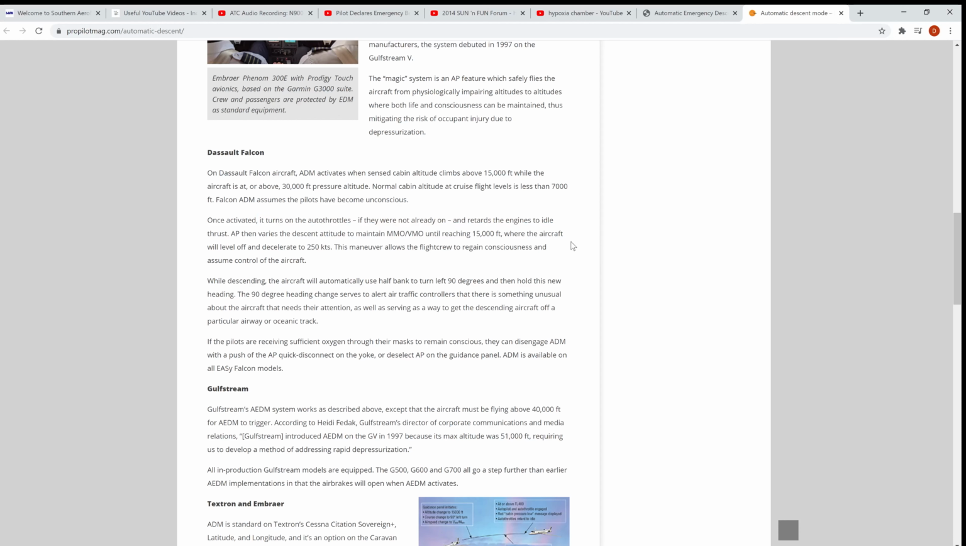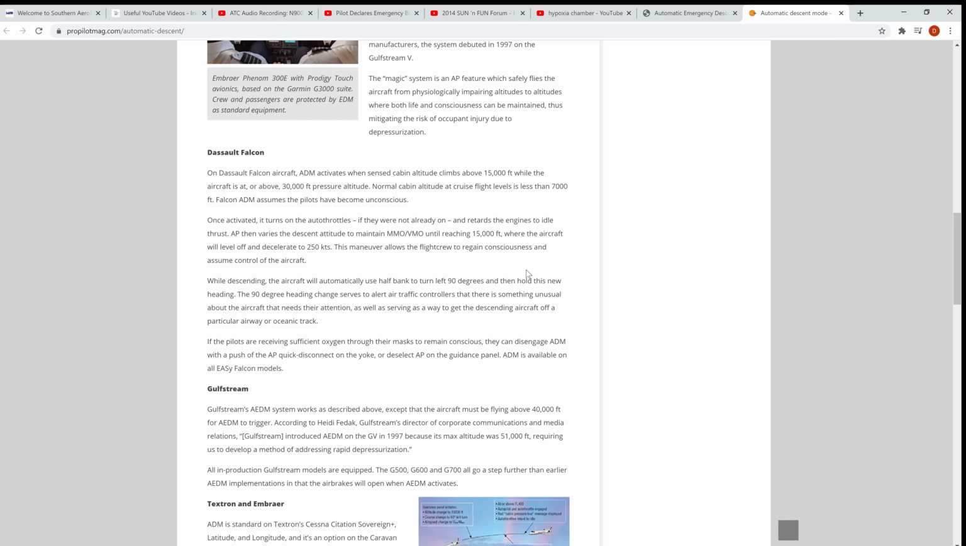So if you go to idle power and start the descent, a lot of these airplanes can be descending on the order of 2,000, 3,000 feet a minute or so. Okay. Also, remember Skybrary said these airplanes will turn to the right. Falcon, it turns left. There are others that turn left as well. So don't take it as gospel that it has to turn right. I will say that it uses half bank, so it's not going to be a really sharp turn. But think about how this would look to a controller.